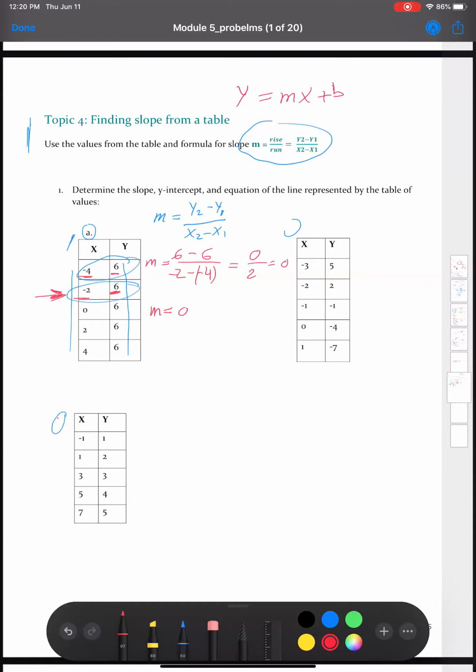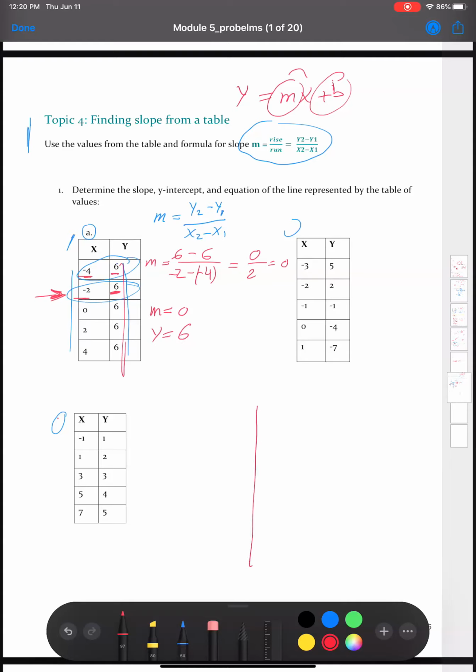In other words, if we substitute, this is our format, y equals mx plus b. Our m, or our slope, is 0, right? So 0 times x is going to be 0. So y equals b. B is our y-intercept. Where does the line cross the y-axis? Well, it's 6 everywhere. So y equals 6.